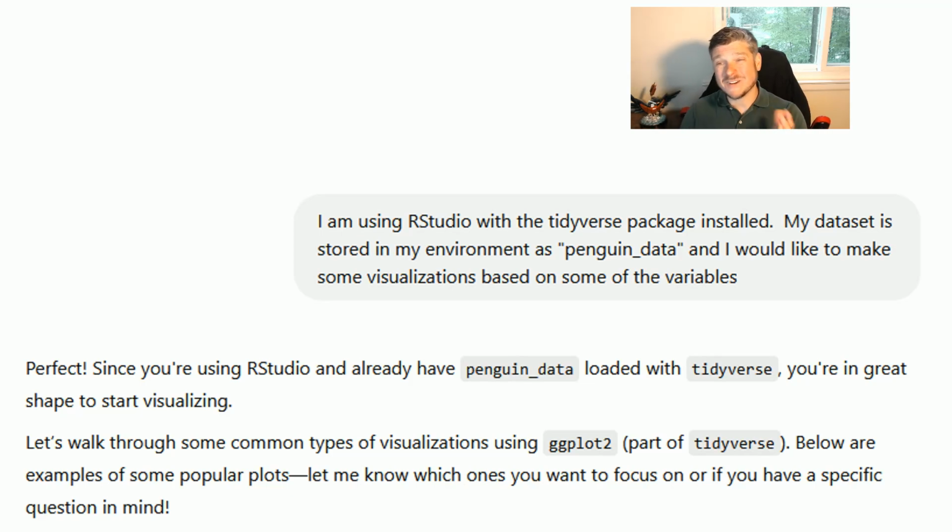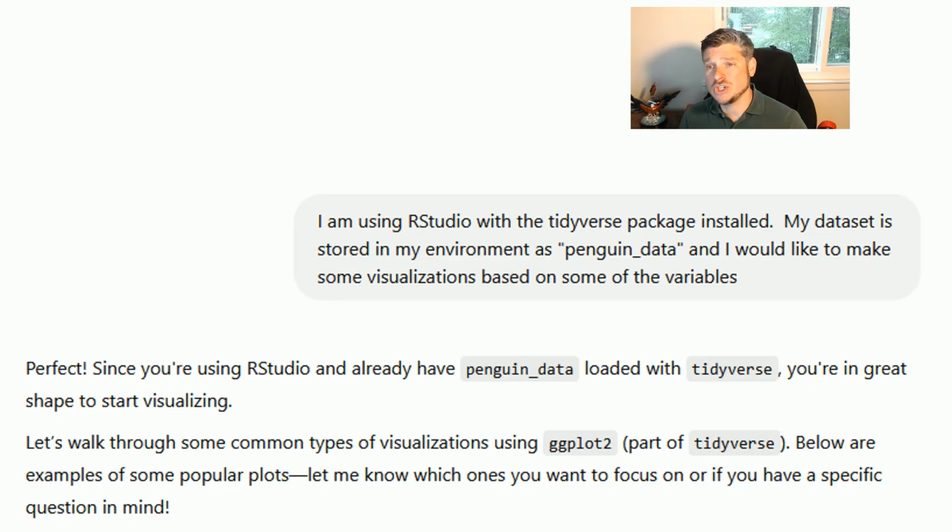So my first tip, if you are going to be using some sort of AI to help you with your data science type projects, try to be as specific as possible. Include packages you're using, what your data is called specifically, using quotes, those sorts of things. ChatGPT goes, that's perfect. Since you're using RStudio, you have it loaded. We're in great shape to get started.